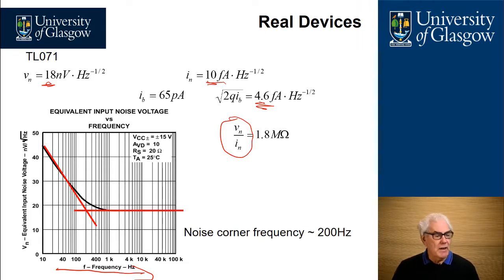If we look at the curve here, we can actually draw on the graph two simple lines. One is the thermal noise or the flat noise, which is approximately 18 nanovolts per root hertz, and the second one here is an approximation to the 1/f noise, and we find that it crosses at a point here of about 200 hertz. In other words, this TL071 has a noise corner frequency of around 200 hertz.